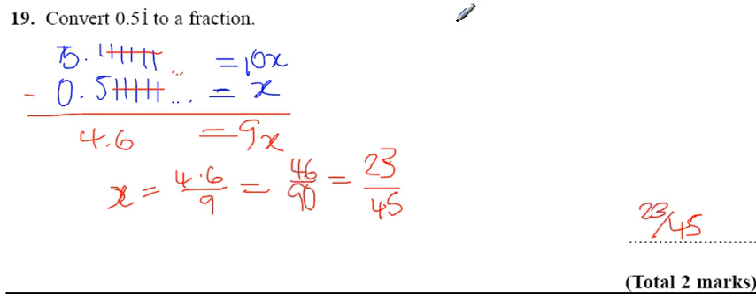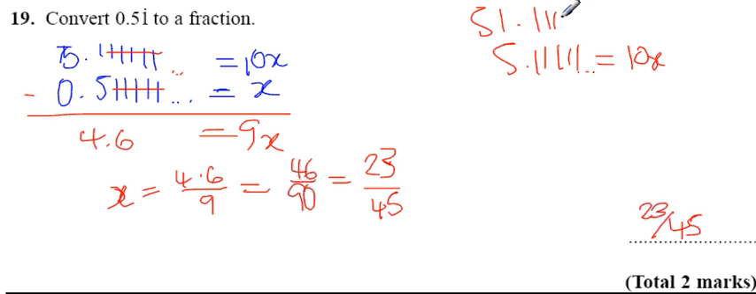Another slightly cunning way, which a lot of people like to use, is to multiply it by 10 and multiply it by 100. If we multiply it by 10, we get 5.111111, and that's 10x. But multiply it by 100, we get 51.1111. The reason some people like to do that is because you get the 1s all lined up after the decimal point, so it just looks a bit nicer.